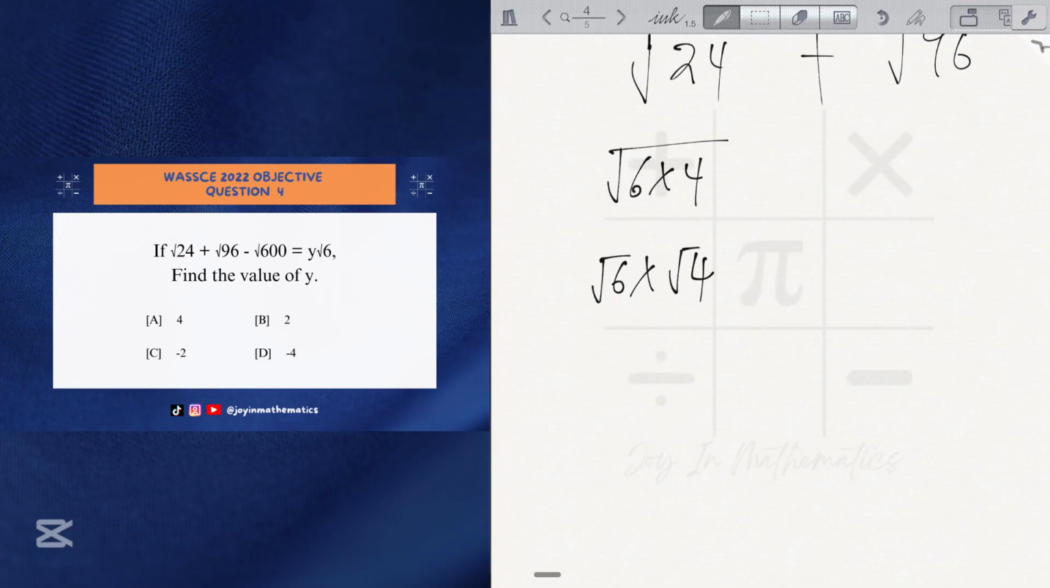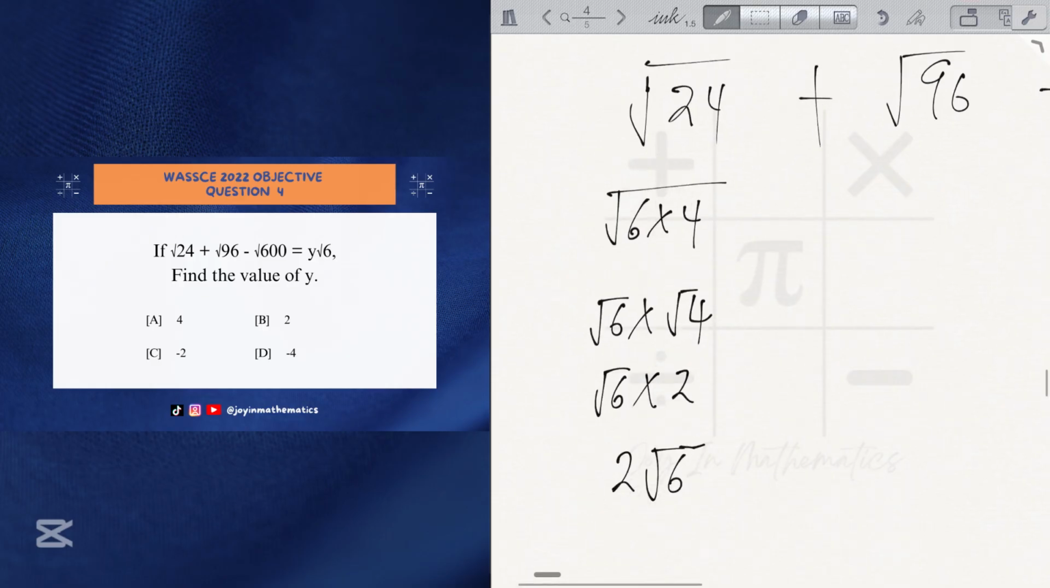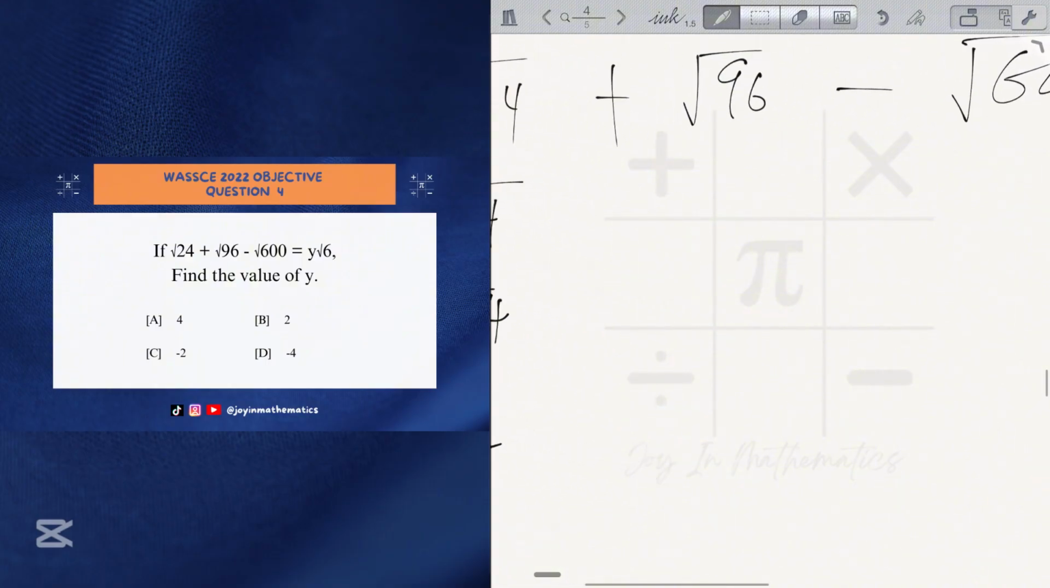Root 6 will stand alone, and likewise root 4 will be 2, because the root of 4 is 2, so this will give us 2 root 6. This is for root 24. Moving on, let's proceed on to root 96.